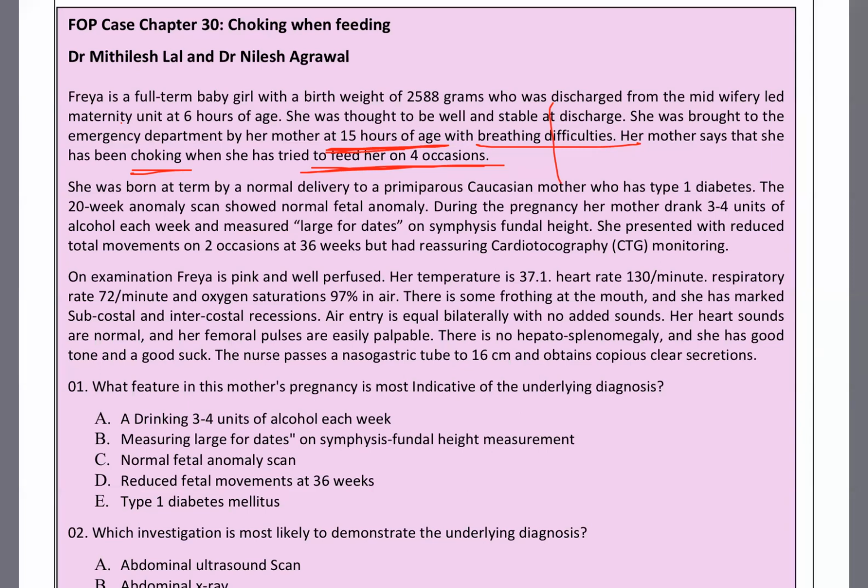She was born at term by normal delivery, Caucasian mother with type 1 diabetes. The 20 week anomaly scan shows no fetal anomaly, so there was no problem at that time. During the pregnancy, the mother drank 3 to 4 units of alcohol, and measured large for dates on symphyseal fundal height. So the child was large for dates during the pregnancy. And she presented with reduced fetal movement on 2 occasions at 36 weeks, but the cardiotocographic monitoring was reassuring. There was reduced fetal movement, but the CTG was okay.